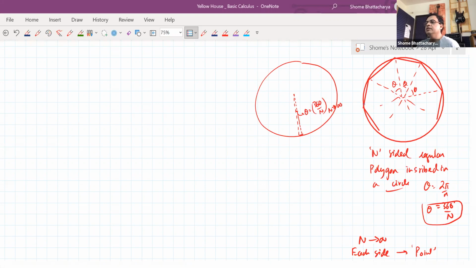So that's another interesting way to talk about a tangent. If I was drawing the tangent at this point on the polygon, it would be this line only. But if I now select a polygon which has an infinite number of sides, then the tangent becomes the circle itself.